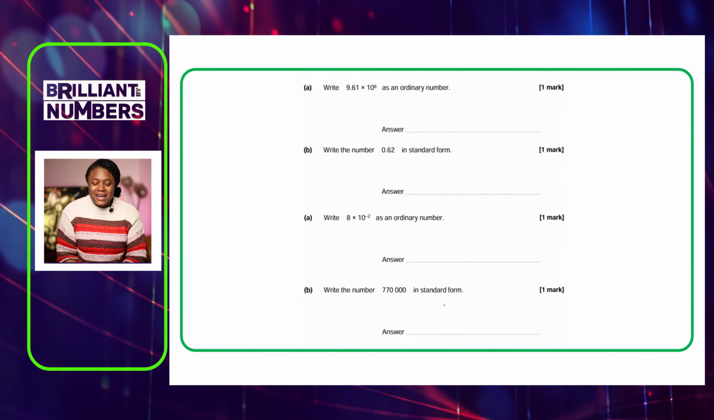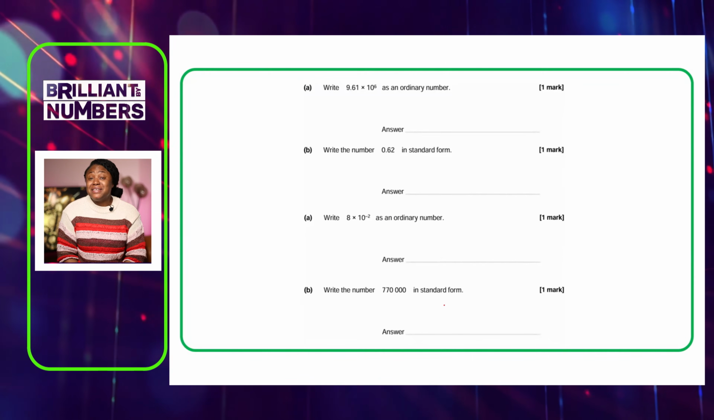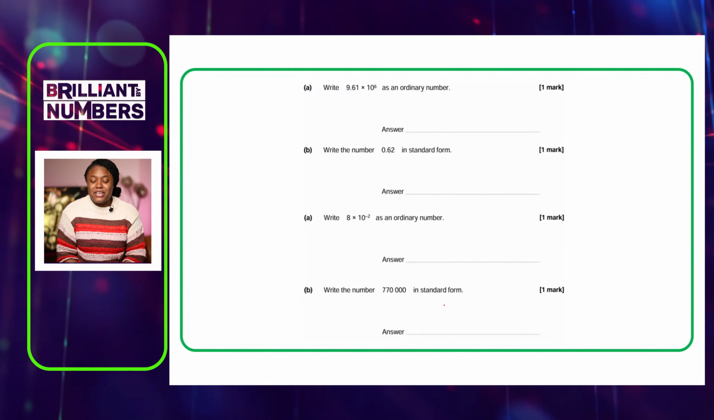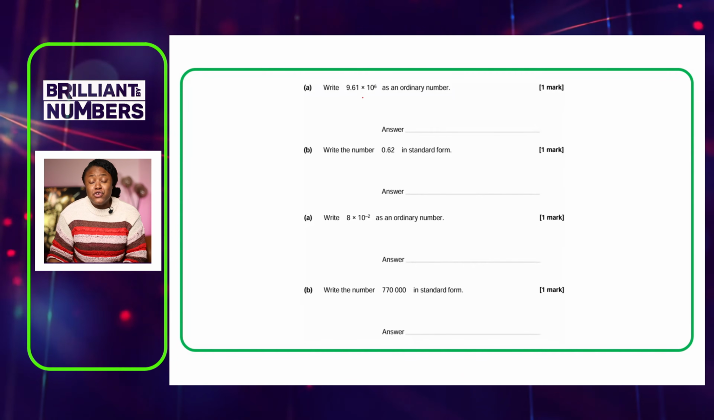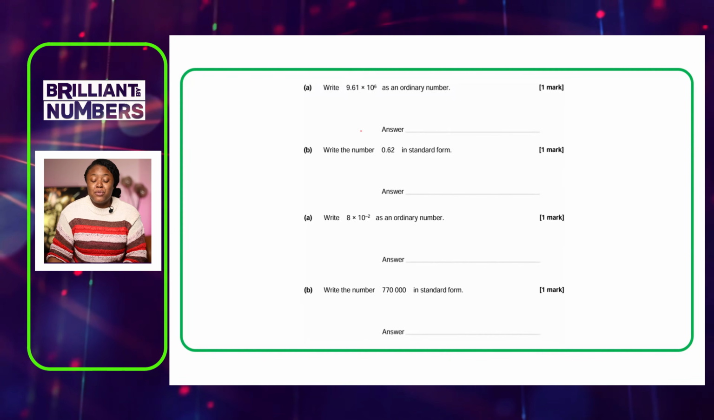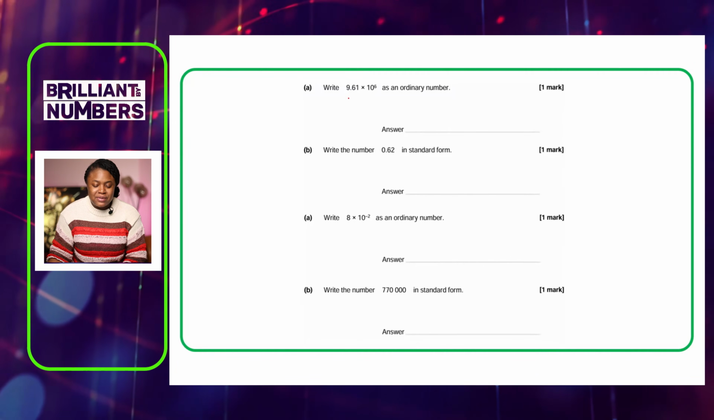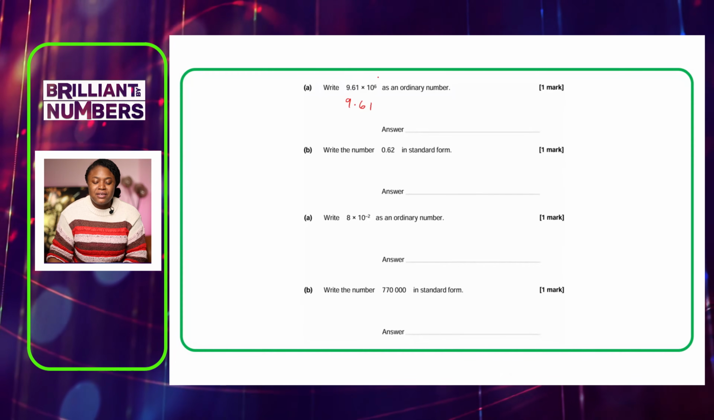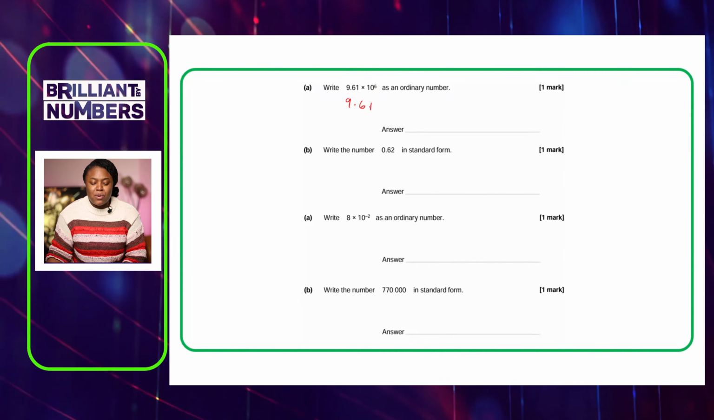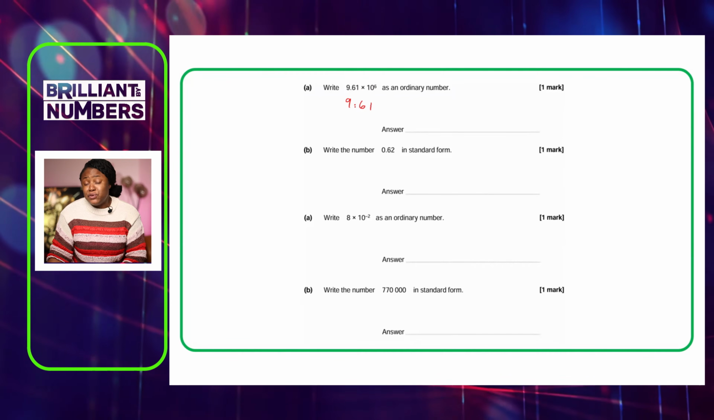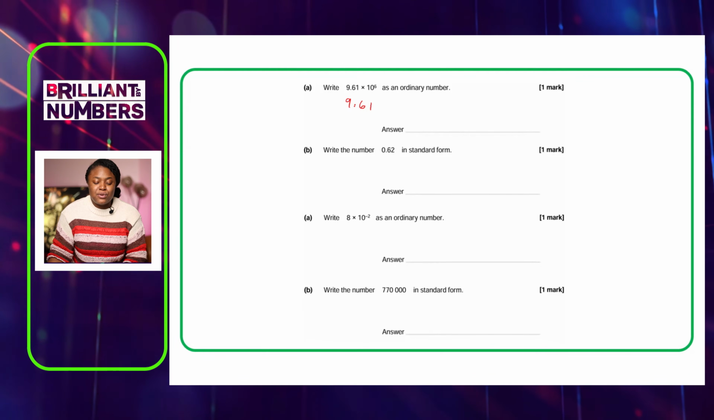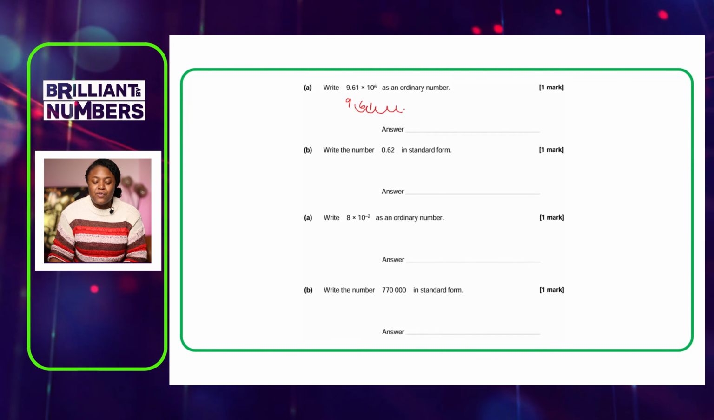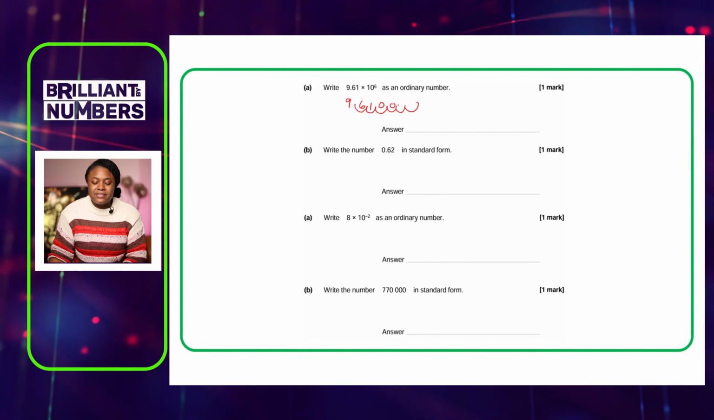So let's have a look at our first question. We're going to start off with standard form. We're asked here in part A to write 9.61 times 10 to the power of 6 as an ordinary number. First of all, we know when we are multiplying, we are moving to the right. So I'm just going to rewrite this, 9.61, and we are multiplying by 10 to the power of 6. Therefore, we're going to be moving 6 places to the right. So 1, 2, 3, 4, 5, 6. So we just put our zeros here.